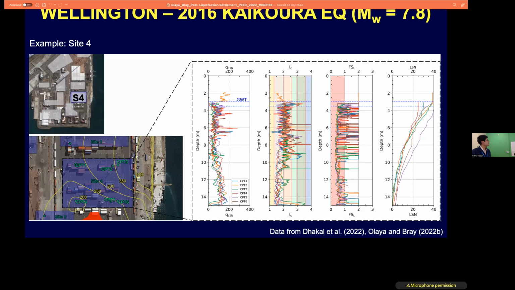And these 6 CPTs have similar tip resistances, values of I sub c, a proxy for compressibility. They have similar factors of safety against liquefaction triggering, and they have similar LSN severity numbers. So for us, a CPT does not define a site. Instead, a site is defined by an area of similar geology and similar seismic response with a number of CPTs inside that area. Work by Professor Cubrinovski and Dr. Dhakal of the University of Canterbury. They produced a lot of information for this port.